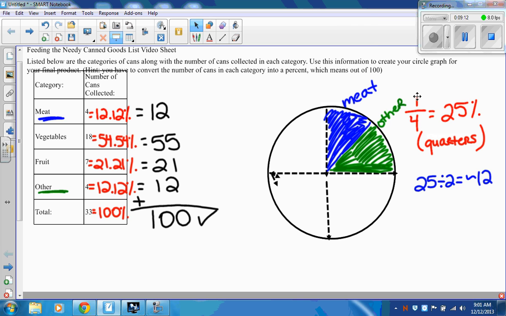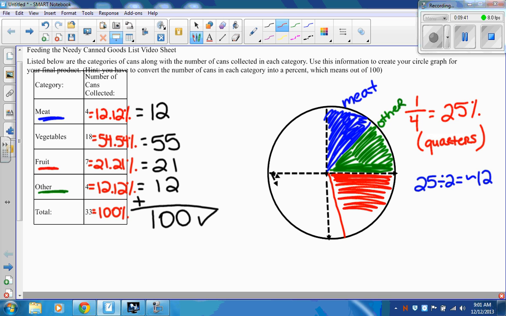Now let's do fruit, because fruit is not quite 25%. So we're not going to completely fill up the whole top left part of the circle. Bottom right part of the circle, I'm sorry. And we're going to color that in red because that is almost 25%, but not quite. We're right at 21%. Okay, so that represents fruit.